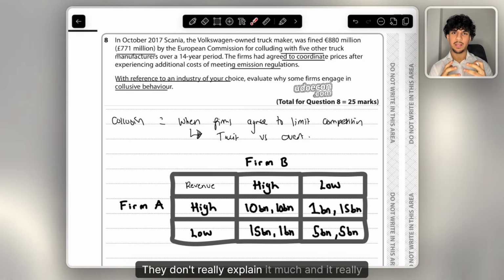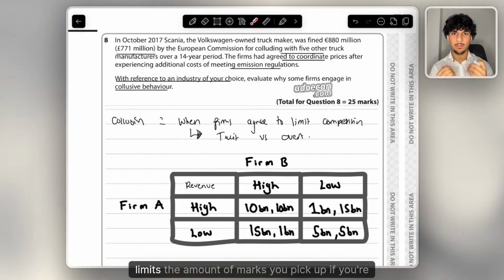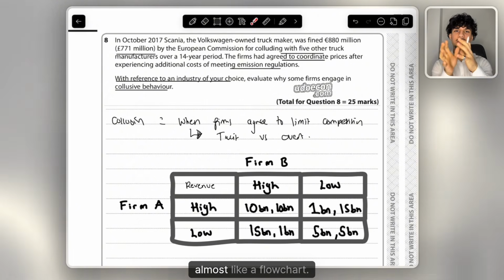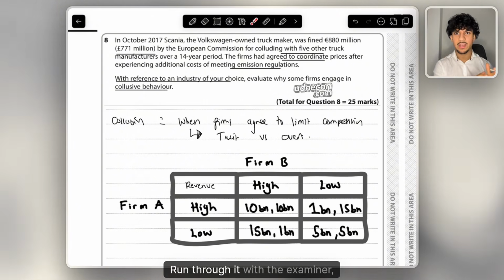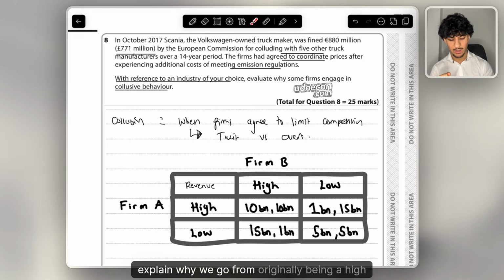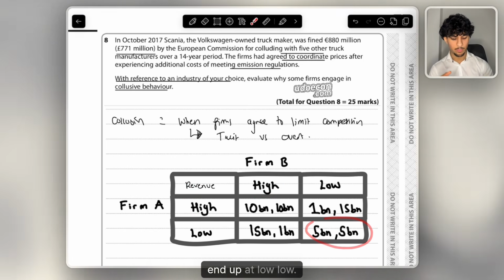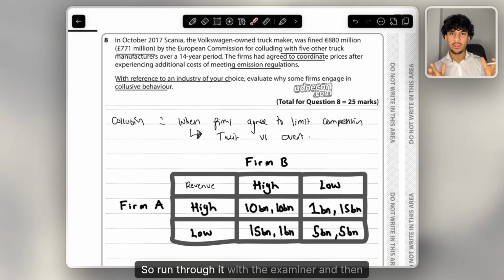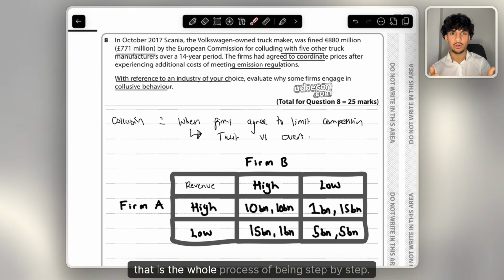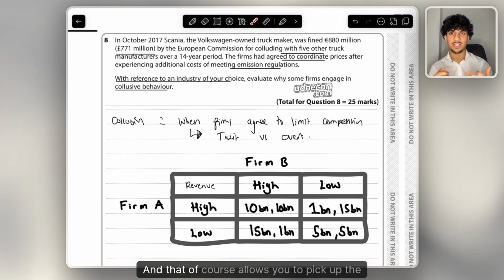They don't really explain it much, and it really limits the amount of marks you pick up. If you're throwing in the game theory matrix diagram, almost like a flow chart, run through it with the examiner, explain why we go from originally being at high to then to the Nash equilibrium, and why we end up at low. So run through it with the examiner, and then that is the whole process of being step by step, and that of course allows you to pick up the higher marks for the chains of analysis.